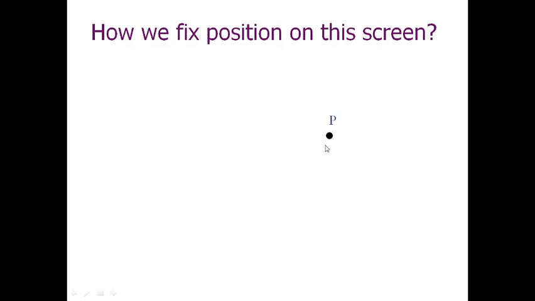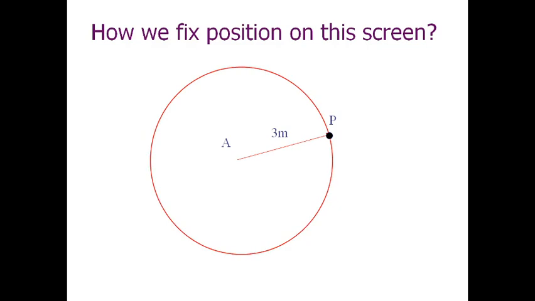One way is to fix three different points A, B and C. For example, I can say that P is at a distance of 3 meters from A. When I say that P is at a distance of 3 meters from A, it does not locate P, because I can draw a circle with radius 3 meters centered at A, and the point can be anywhere on the circumference of this circle. Okay. So I will use another reference point. Apart from A, I will say that P is at a distance of 3 meters from A, but also at a distance of 2 meters from B.